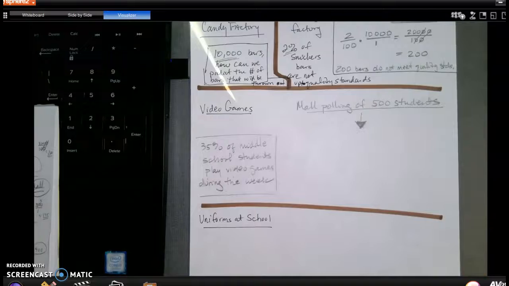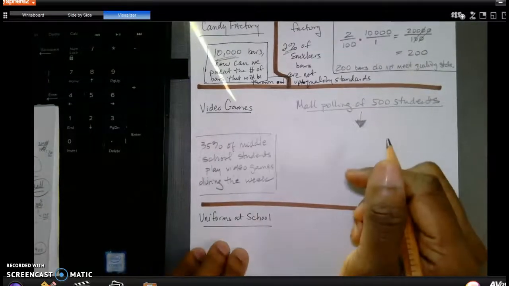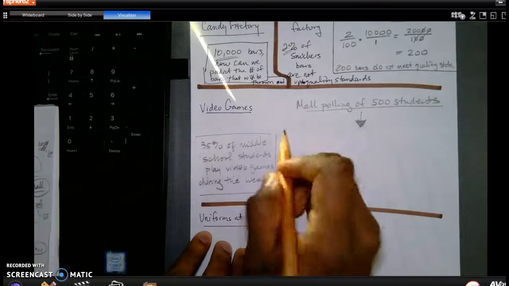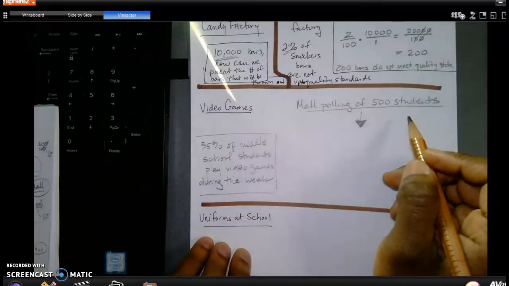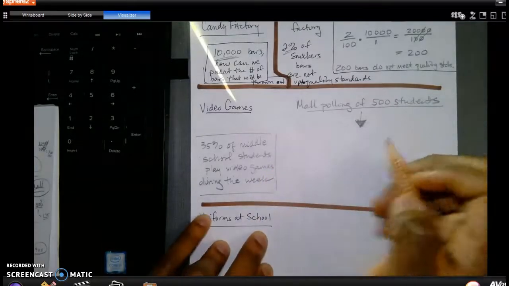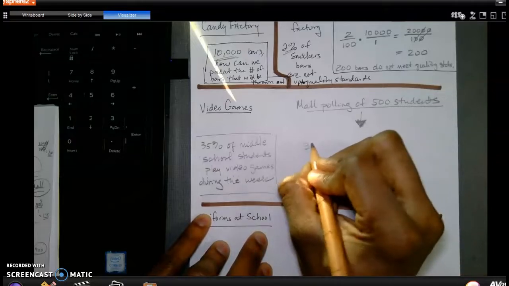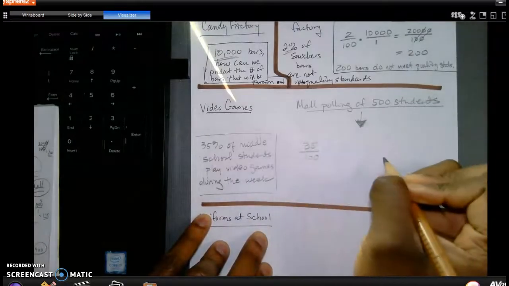Maybe they just did a national poll and they estimated that about 35% of middle schoolers are playing video games each week. Okay, and of 500 students that were at the mall, how many could we predict would actually be video game players? So again, I'm going to set up my probability as 35 over 100.